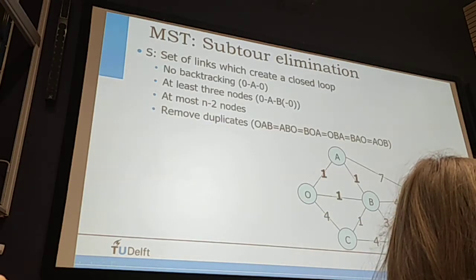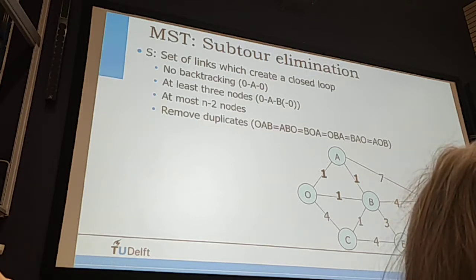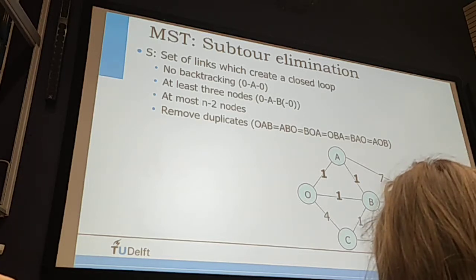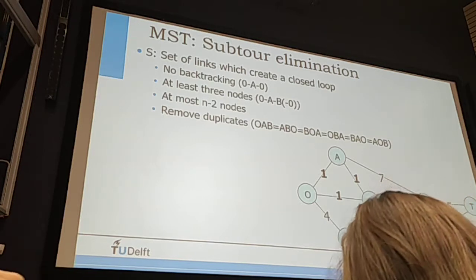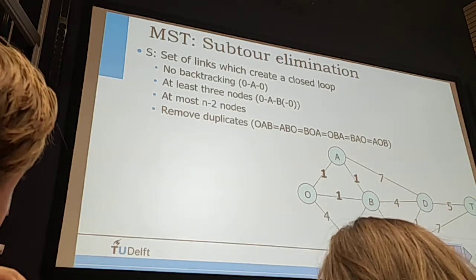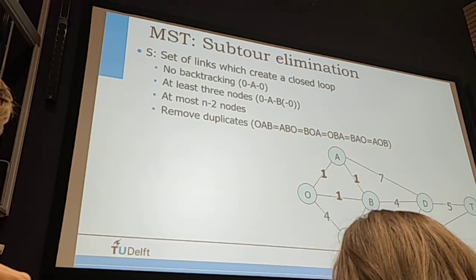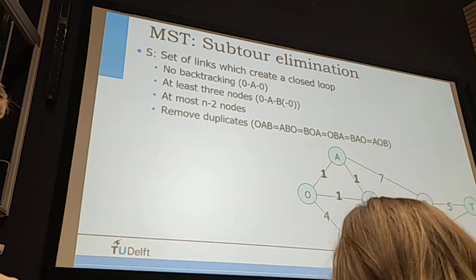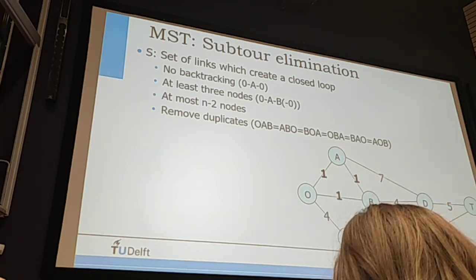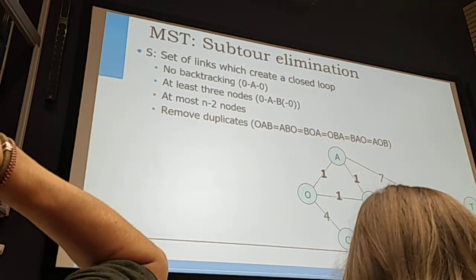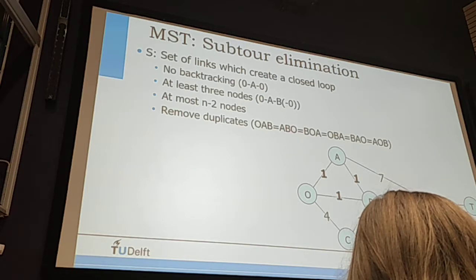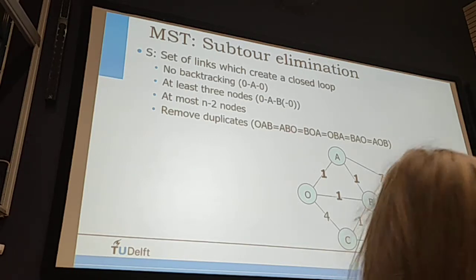So how do I do that? We have to decide on a set of links which create this closed loop. We of course have to eliminate backtracking, so it can go back at least 3 nodes, at most n minus 2 nodes, because otherwise there would not be enough nodes left to have their own subtour. So at most n minus 2 more nodes. And then I have to remove all the duplicates, because OAB, ABO, BOA, OBA, BAO, and AOB are all the same subtour. So eliminate those as well.